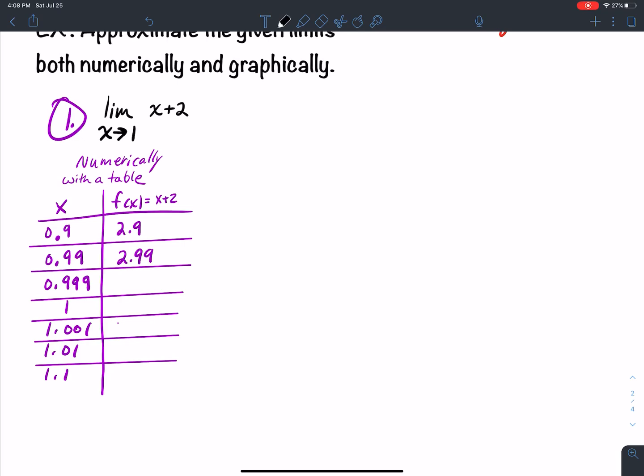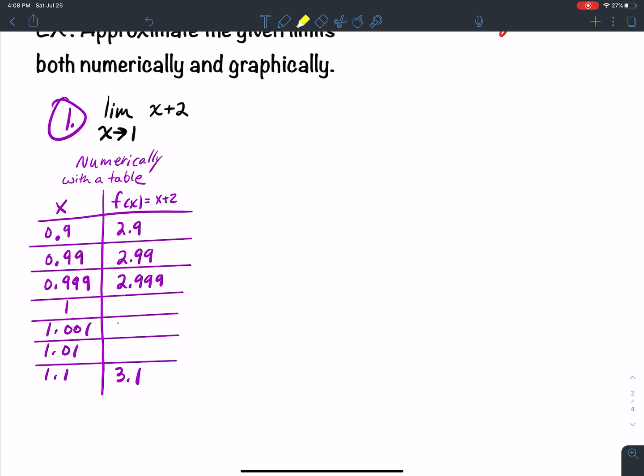Next, if I take 0.99 and plug it in for x here, I get 2.99. And I take 0.999 and I get 2.999. What does it look like this number is approaching as we get close to 1? It looks like it's getting closer and closer to a number, let's say 3. And that would make sense.